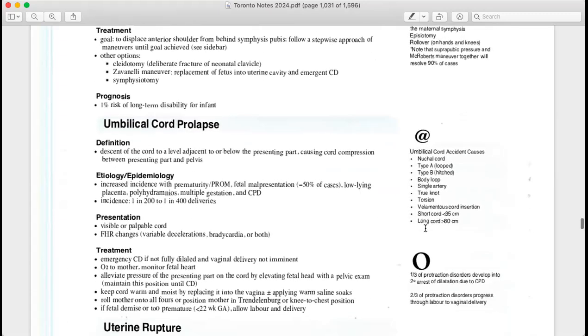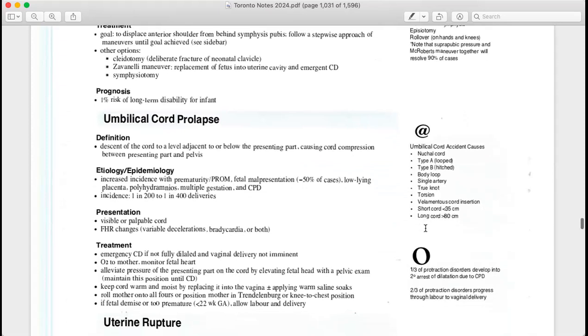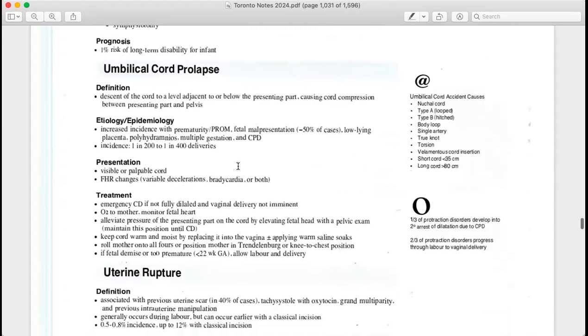So now coming to umbilical cord prolapse. This is one of the most important topics of obstetrics, because cord prolapse is very common, like 1 in 100, so a lot of people face this one. Prematurity, premature rupture of membranes, fetal malpresentation, low-lying placenta, polyhydramnios, multiple gestation, and CPD could be the cause of it. Visible or palpable cord, fetal heart rate changes.